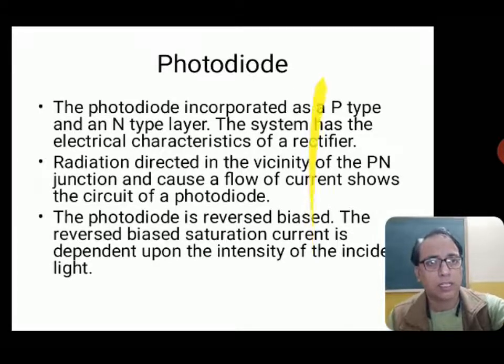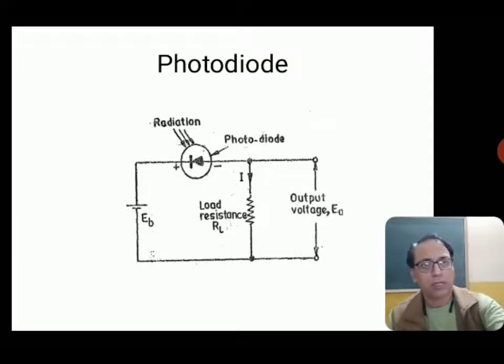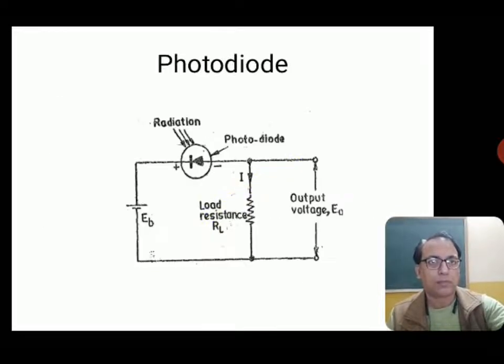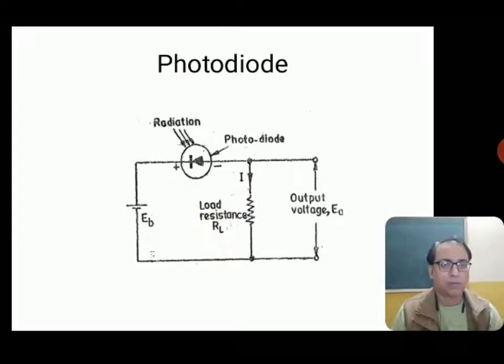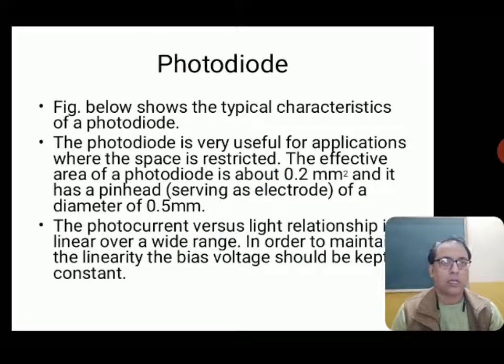Let us see this in the circuit. You see that this particular diode is applied in reverse bias, and there is a load resistance. As the radiation is increasing, the diode current, the saturation current, is increasing. There is a figure which shows a typical characteristic of the photodiode, which we'll be seeing in the next slide.